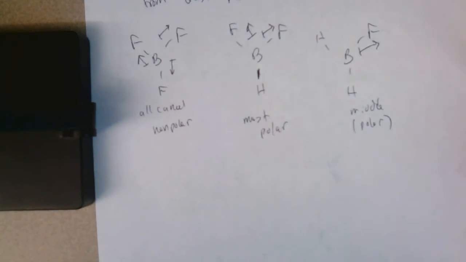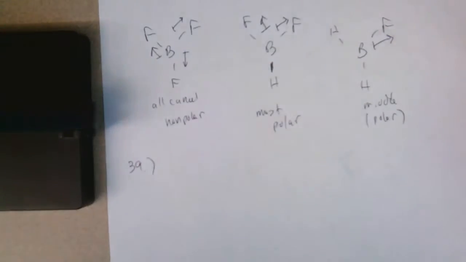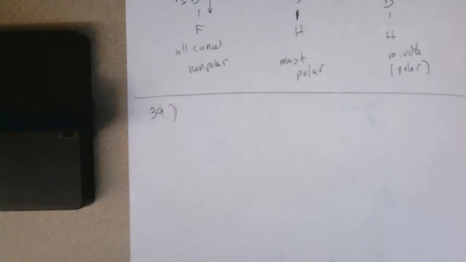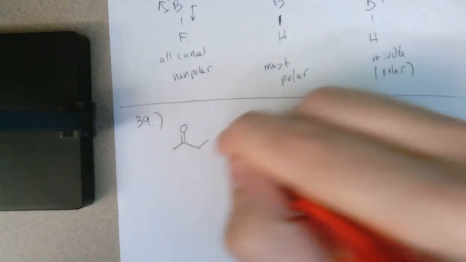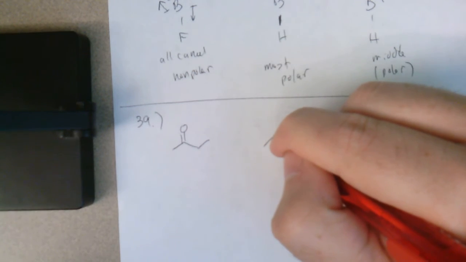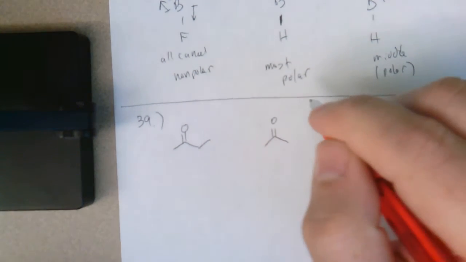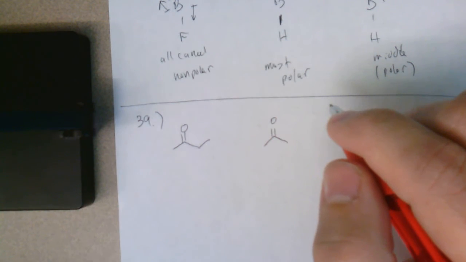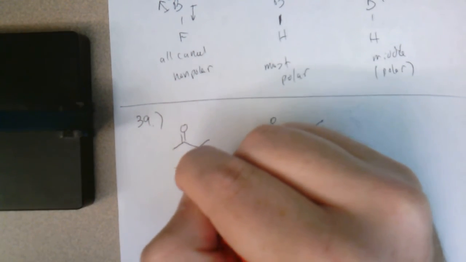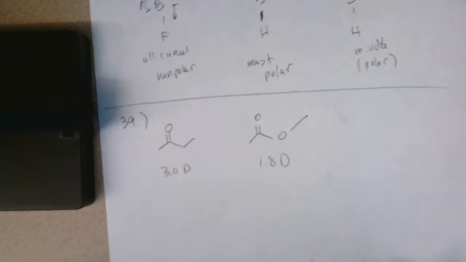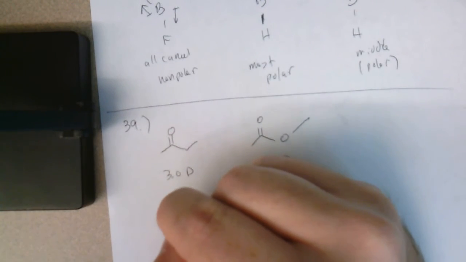Okay, number 39. If I was you, I could see how 39 is a little confusing after what we just said in 38, because 39 wants us to determine which of these is more polar, and why one is more polar than the other. It tells us the dipole moment in Debye. So this one is more polar, which is weird considering what we were just saying up here.